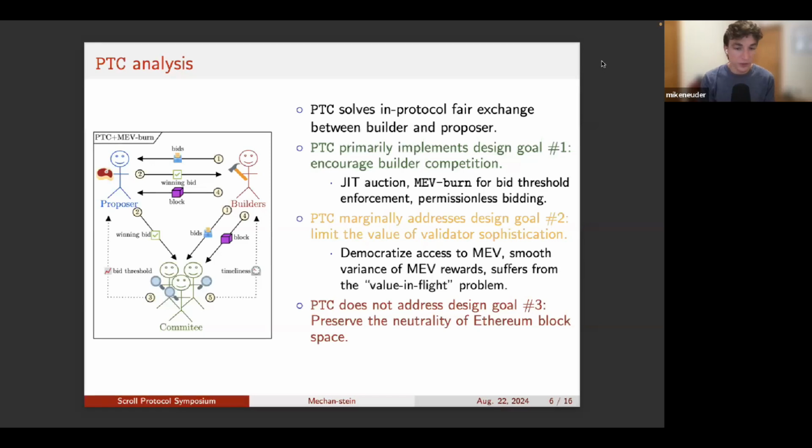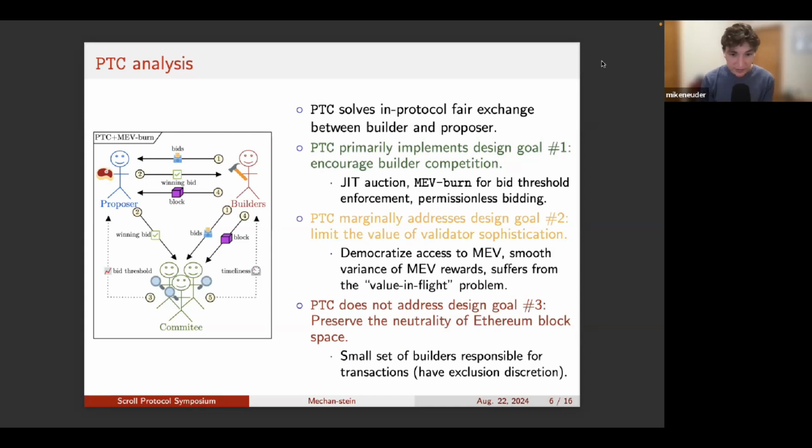And then design goal number 3, I put in red. This doesn't really do anything for the neutrality of Ethereum block space. The reason for that is we're conceding that most blocks are going to be built by a small set of builders, and those builders have a huge amount of autonomy over the transactions that actually end up in blocks, which is how we're defining neutrality of Ethereum block space.